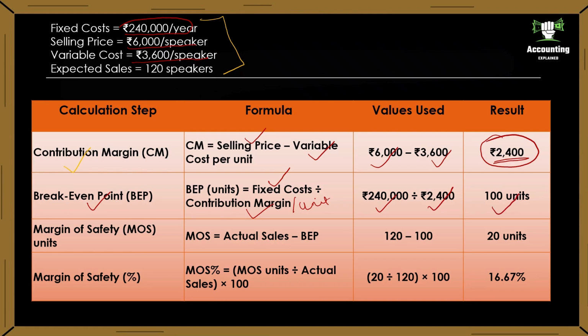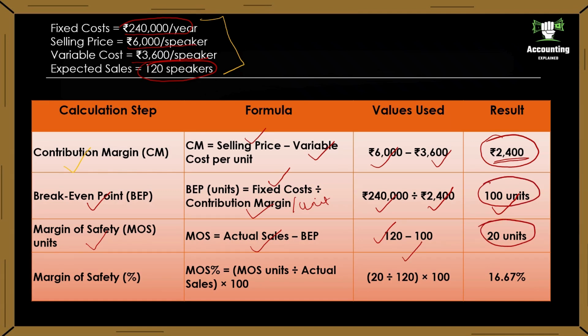Next, margin of safety in units is actual sales minus break-even point sales. Here we have only expected sales in the question, so we take expected sales as the actual sales. 120 speakers is the expected sales. So take that as actual sales, minus the break-even sales of 100. So 20 units is the margin of safety.